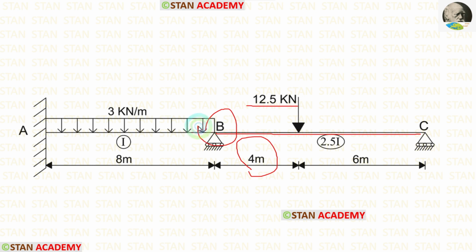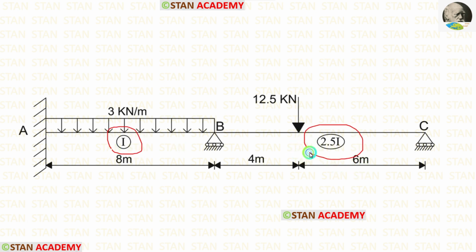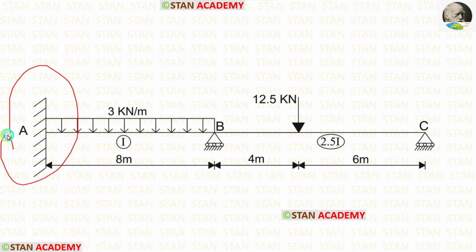The moment of inertia for the span AB is I. For the span BC, it is 2.5 I. Length of the span AB is 8 meter. Length of the span BC is 10 meter. At the point A, there is a fixed support. At the points B and C, there are roller supports.